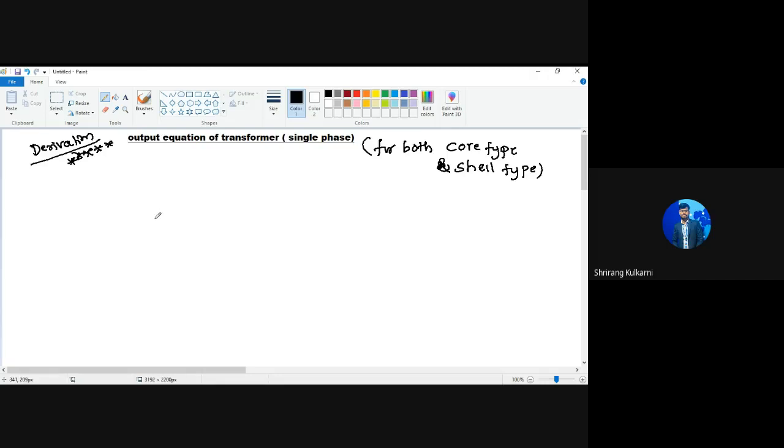Yes. So this is a very important derivation. It is the 5-star question. Whatever equation we are deriving is applicable to both core type and shell type transformers. Now, for that purpose, first we will have this diagram.